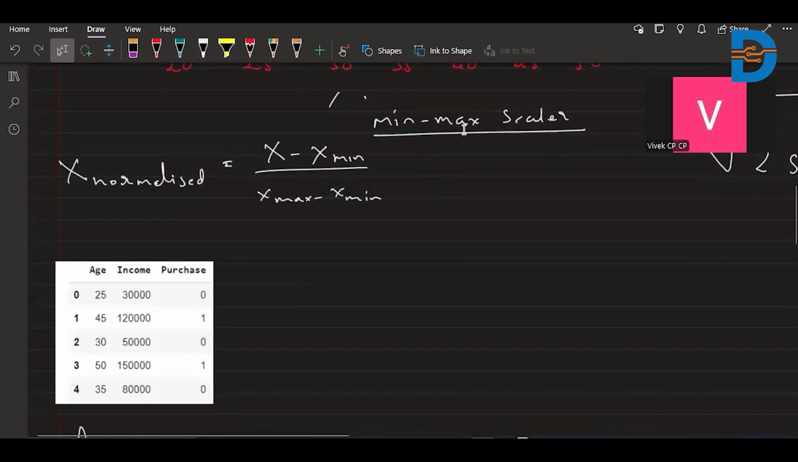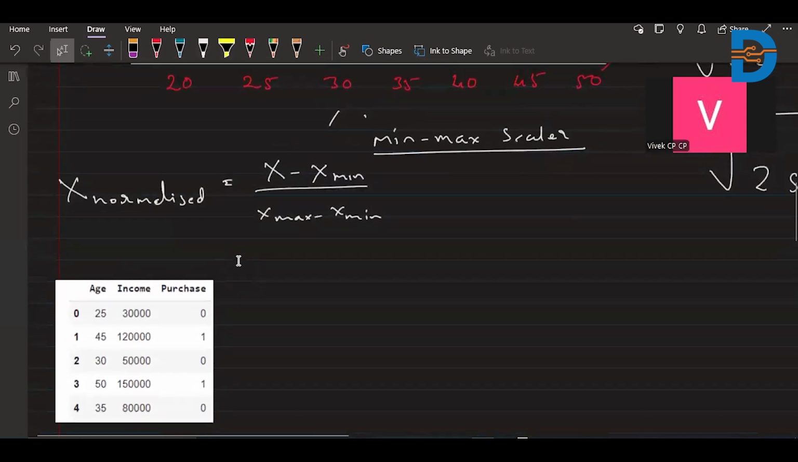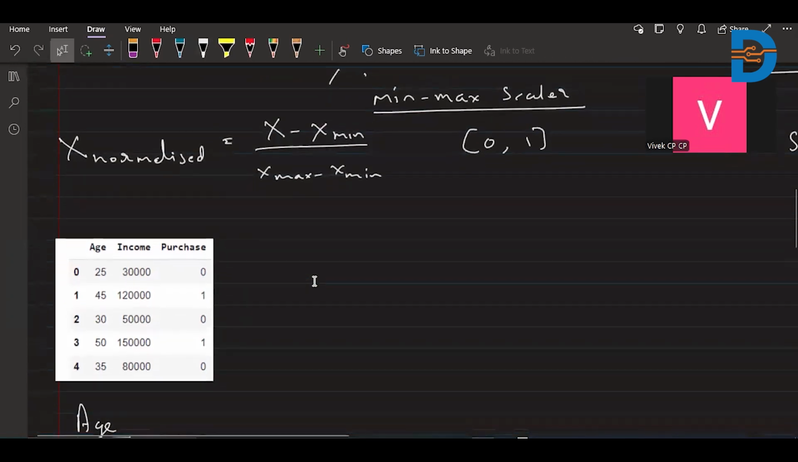But for the time being, let's have a look at what min-max scaler is and how it works, right? Your min-max scaler is going to basically scale down your whole feature in the range of 0 to 1, right? So how does it do that? Let's have a look.